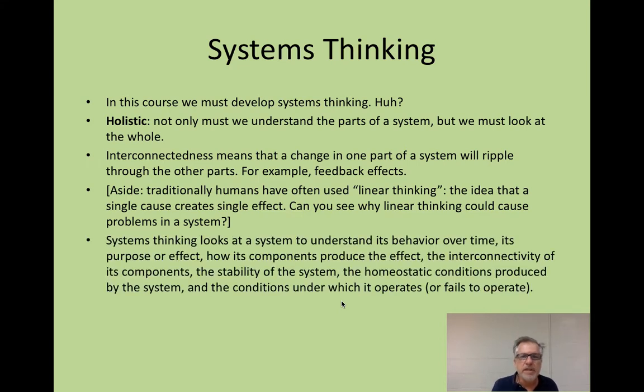So, systems thinking wants to understand the behavior over time of the system. It wants to understand the effect of the system, or if it's a human-designed system, the purpose. In the case of natural systems, they're not human designed. They have no purpose, but they do have effects. Systems thinking strives to understand how the components produce the effect. Systems thinking looks for interconnections and interdependence of the components, which I didn't put up here, but should also be included.